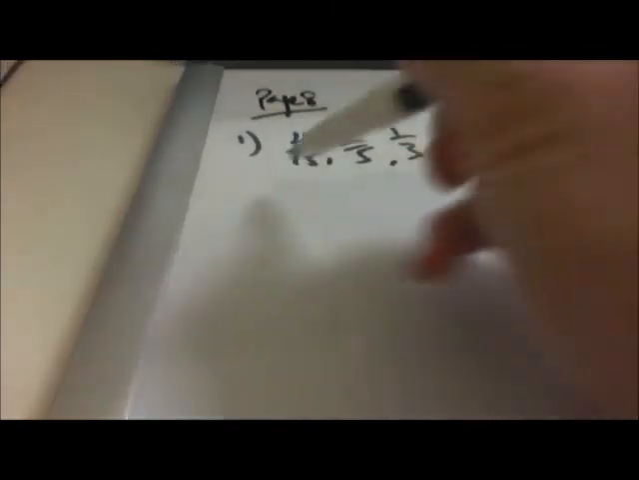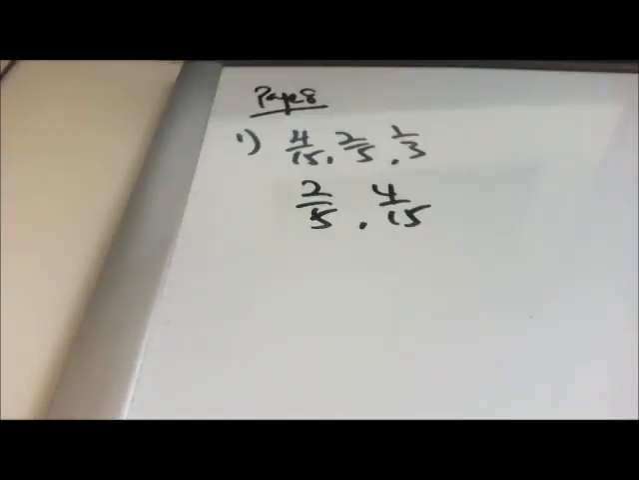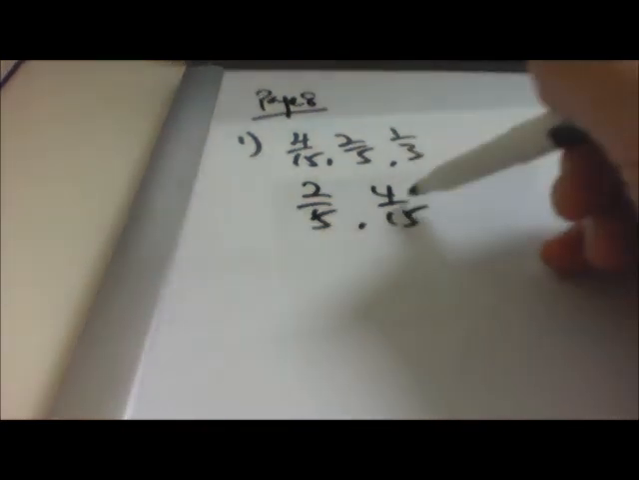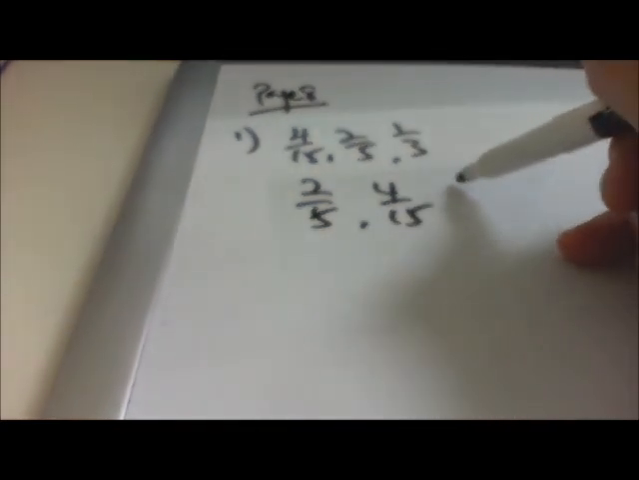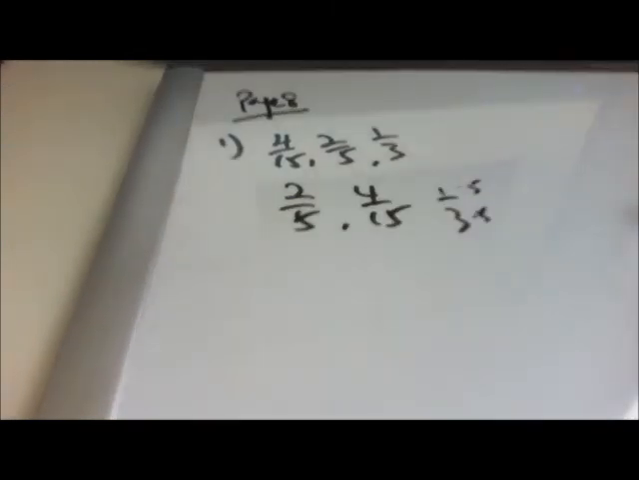By comparing these numbers, you can compare these two right away. Because this is times 3, you get 15, times 3, you get 6. So 6/15 is larger than 4/15. So I can write down 2/5, then 4/15. Now I can compare 1/3 and 4/15, so times 5, times 5. So 1/3 is bigger than 4/15.